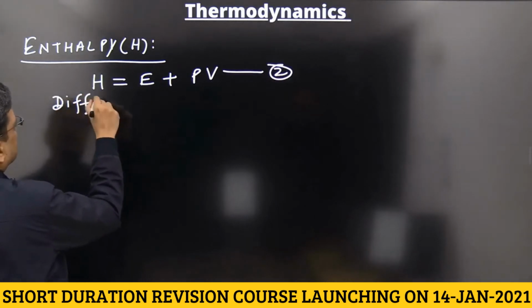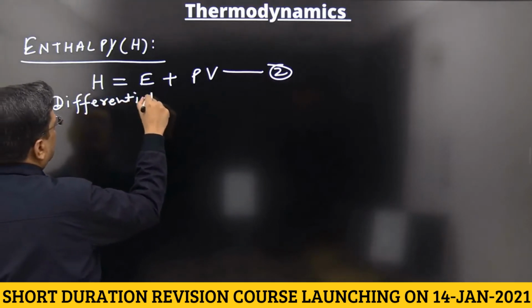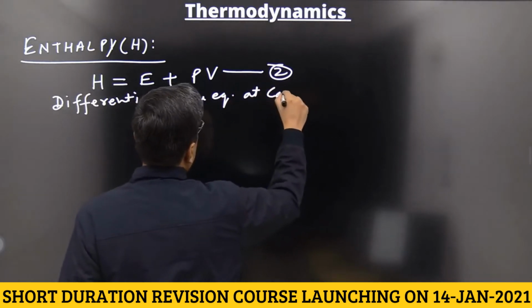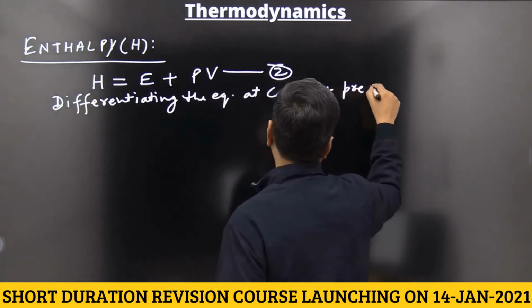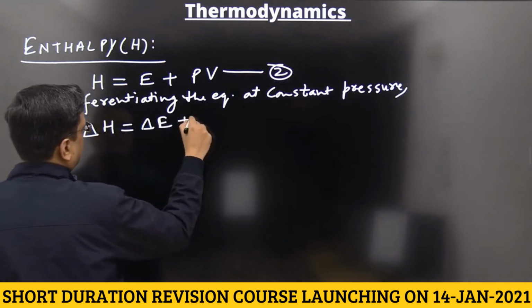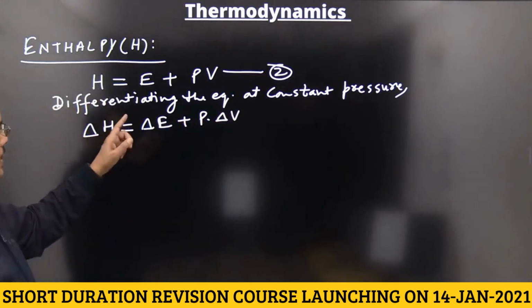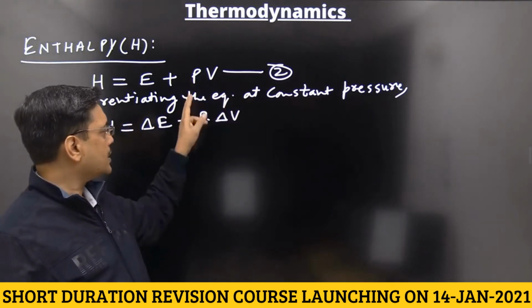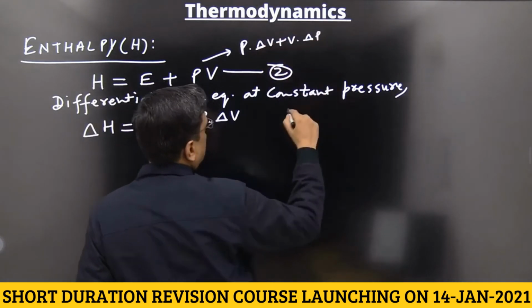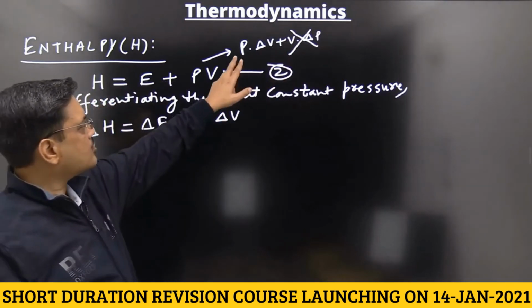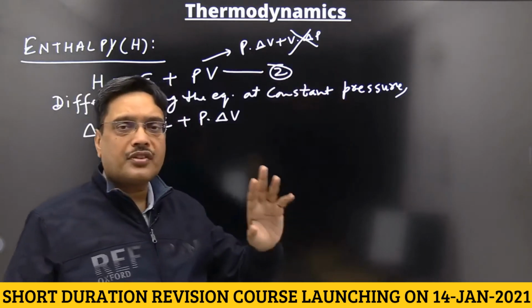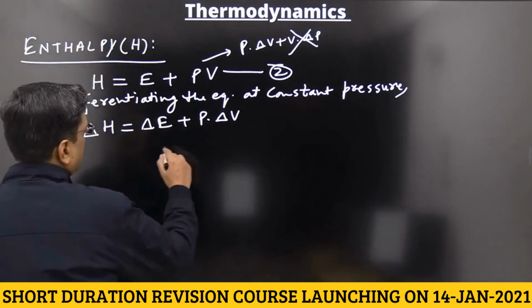Differentiating the equation at constant pressure, delta H is equal to delta E plus P delta V. Actually, differentiation of PV is P into delta V plus V into delta P. Here we use constant pressure, so the delta P term cancels out, it becomes 0, and then it is P delta V. If we talk about constant volume, then the delta V term is 0, and it is equal to V delta P. So, is it clear? This is equation 3.